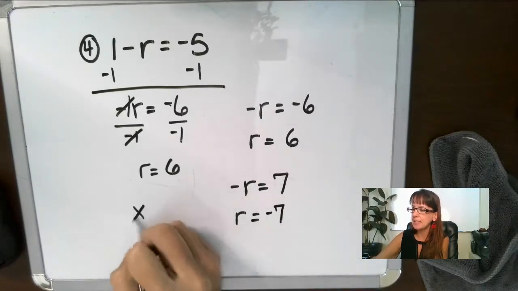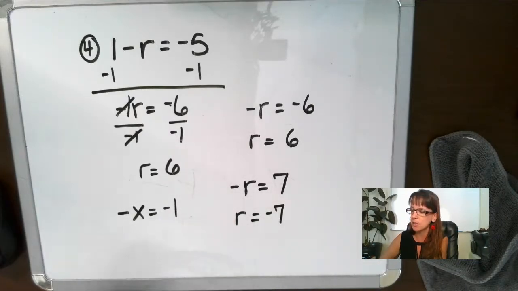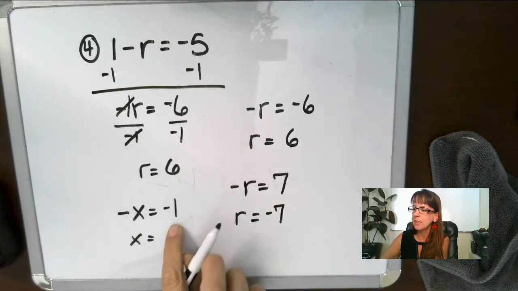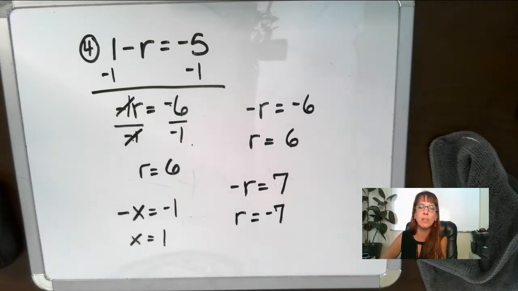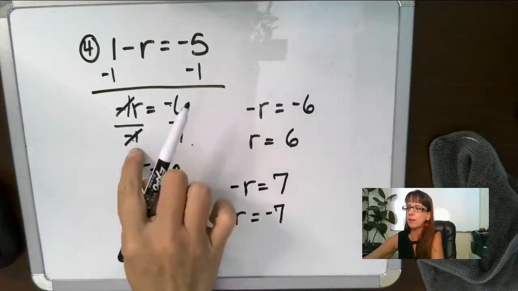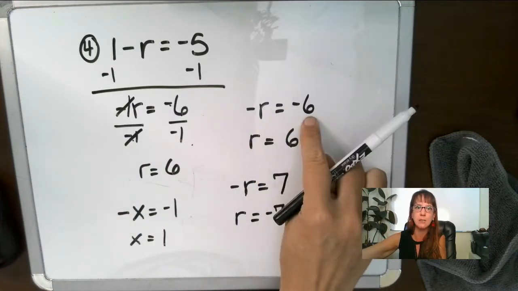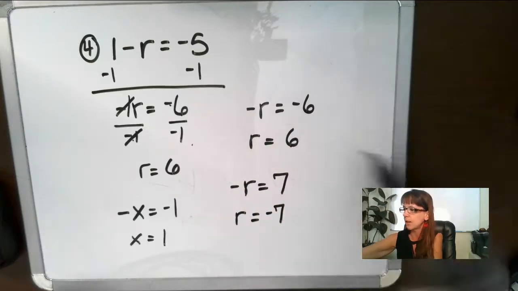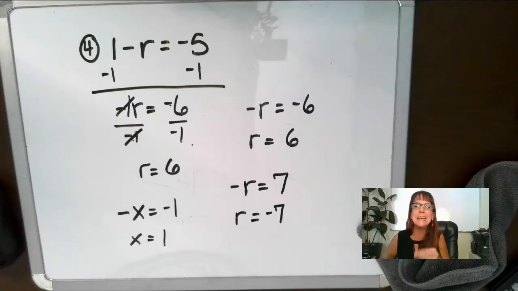If you have negative x equals negative 1, we flip our signs. This becomes positive, this becomes positive. The reason why is we're just dividing by a negative 1, but I wanted you to have that trick so that you don't have to divide by negative 1 every time. You can just come straight up here and go, oh, if negative r is negative 6, then regular r is 6, okay? Another thing to look at is when you see a negative in front of a variable, don't say negative r, negative x, negative y. Don't say any of that.